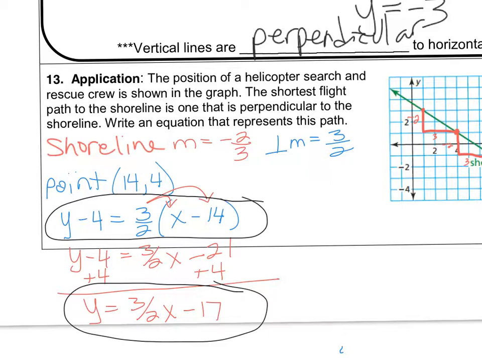Okay, so I really circled either answer is correct because the question says write an equation that represents the path of the helicopter. Well, the blue equation I've circled here is an equation in point slope form that represents the path of the helicopter, and then I solved it to get the equation in slope intercept form that represents the path of the helicopter. And these are equivalent equations. They're just two different forms of the same equation.